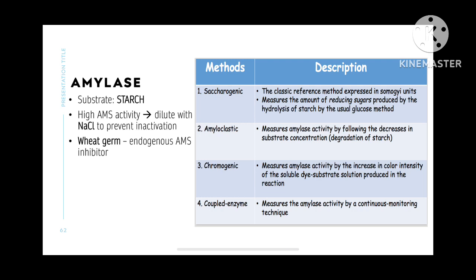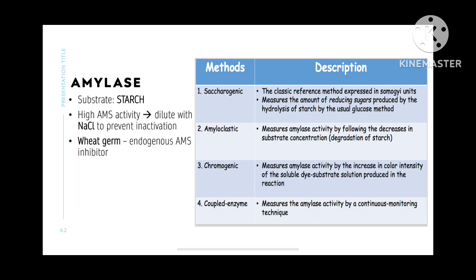Chromogenic methods use a starch substrate to which a chromogenic dye has been attached, forming an insoluble dye-substrate complex. As amylase hydrolyzes the starch substrate, smaller dye-substrate fragments are produced, and these are water-soluble. The increase in color intensity of the soluble dye-substrate solution is proportional to amylase activity.